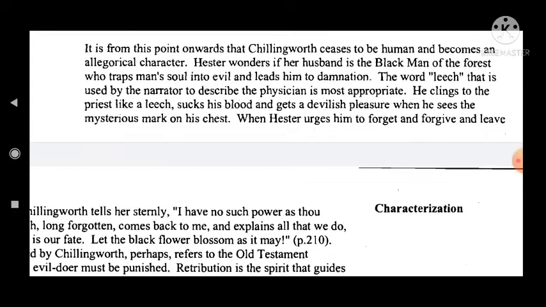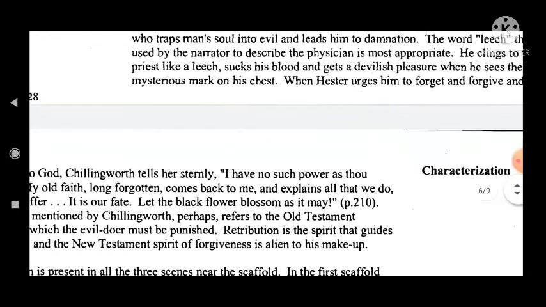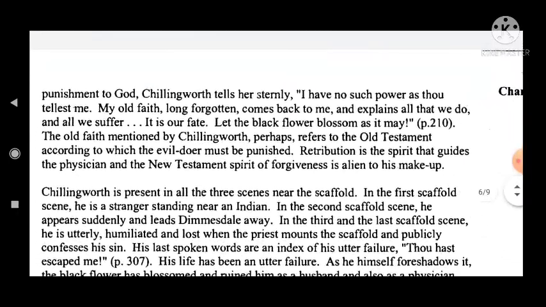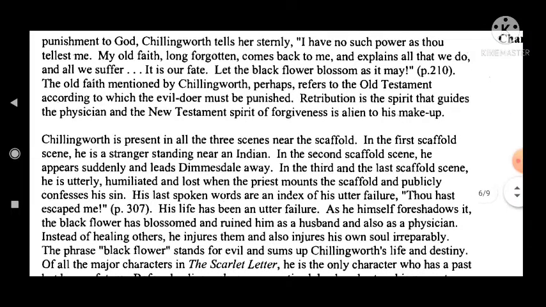When Hester urges him to forget and forgive and leave punishment to God, Chillingworth tells her sternly, "I have no such power as thou tellest me. My old faith, long forgotten, comes back to me and explains all that we do and all that we suffer. It is our fate. Let the black flower blossom as it may." The old faith mentioned by Chillingworth perhaps refers to the Old Testament, according to which the evildoer must be punished. Retribution is the spirit that guides the physician, and the New Testament spirit of forgiveness is alien to his makeup.